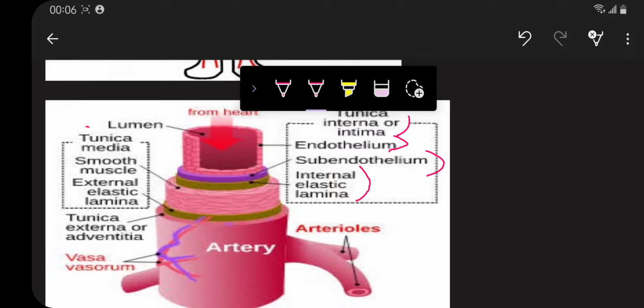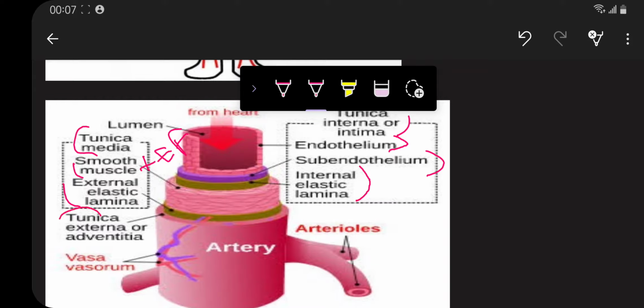And then the second layer, which is called the tunica media, which is the muscular layer. So it's composed of smooth muscle cells plus elastic fibers, which are not mentioned here, but there are smooth muscle cells and elastic fibers at different proportions dependent on the type of vessel we're talking about. And then we have the external elastic lamina.